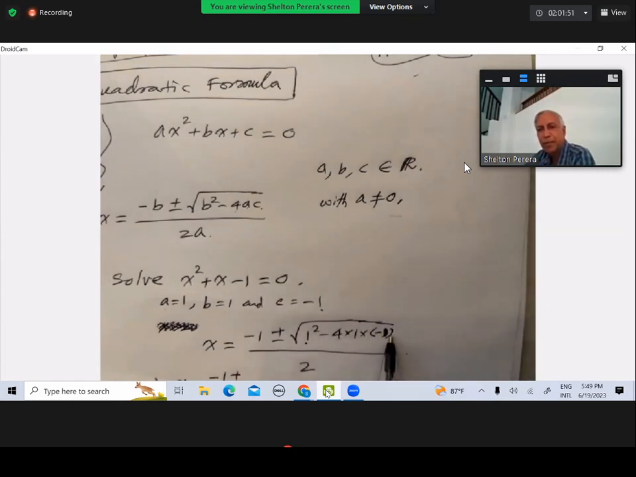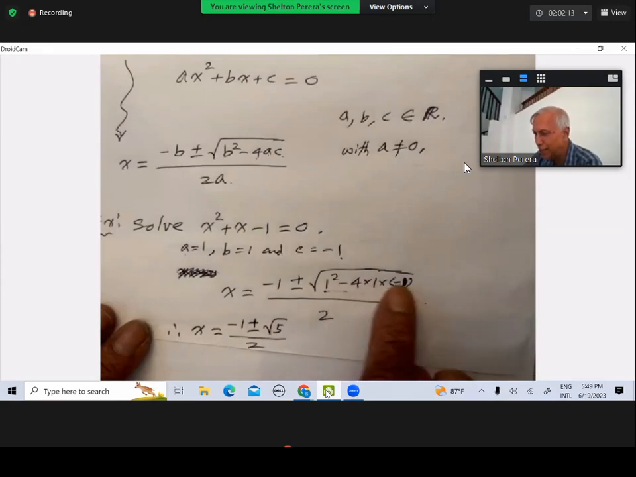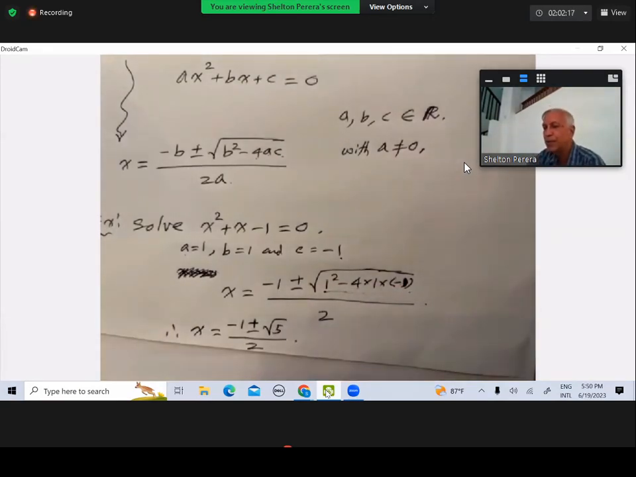Minus 4. This whole thing is minus 4. Correct? Minus 4 with this minus, it becomes plus 4. 1 squared is 1, so you get square root 5. In the book or in the note, this is explained also, but you should be able to. Now, all I did was simplify that. Inside was 5. So, it has two real distinct roots.